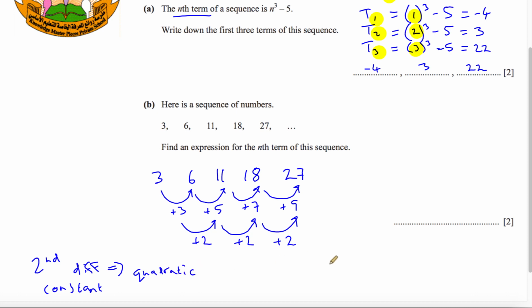In other words, Tn will have an n squared term. It has to have an n squared term. Now, the coefficient of n squared, the number in front of n squared, will always be half of this common difference, the second common difference. The second difference here is 2, so half of 2 is 1. So the coefficient of n squared will be 1. This is always the case with a quadratic sequence. So now we have Tn is equal to 1n squared, or n squared, same thing.